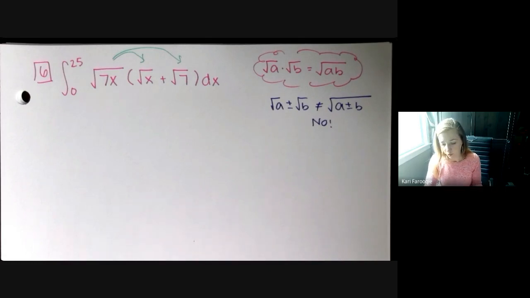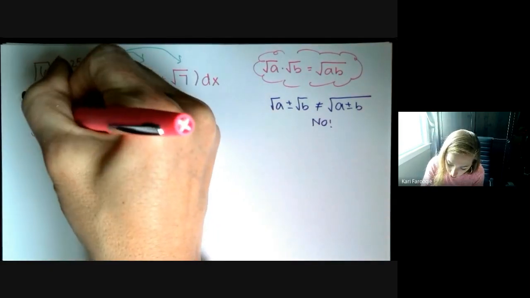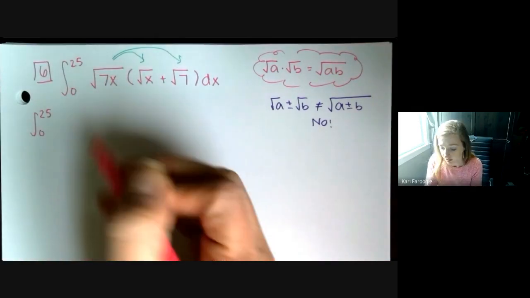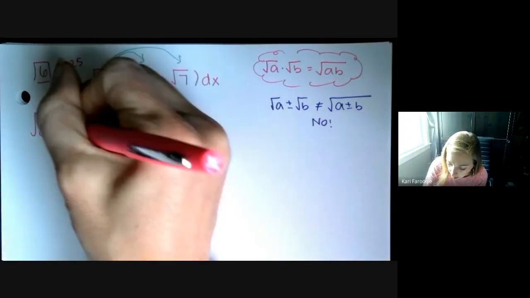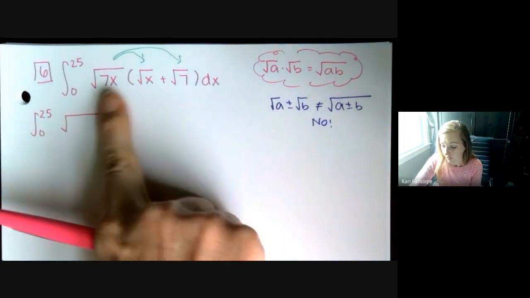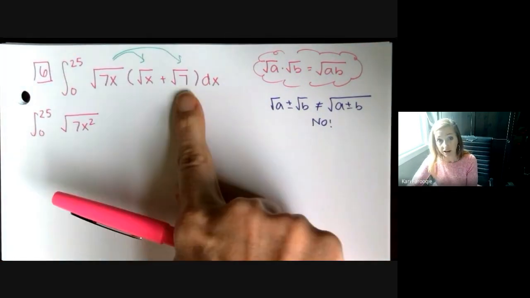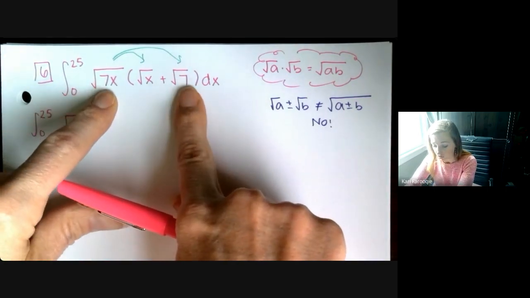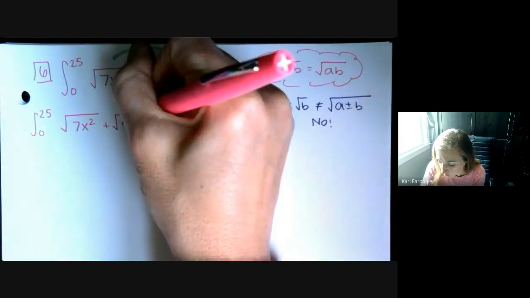All right, so we have the rule. We're going to use it. So what that means is I'm going to rewrite this as the integral from 0 to 25, and I'm going to multiply these factors together under one radical. So this is going to become the square root of 7x times x, which is 7x squared. And then in the next term, I'm going to multiply the 7s, and I just have the x now. So this is going to be plus the square root of 49x.